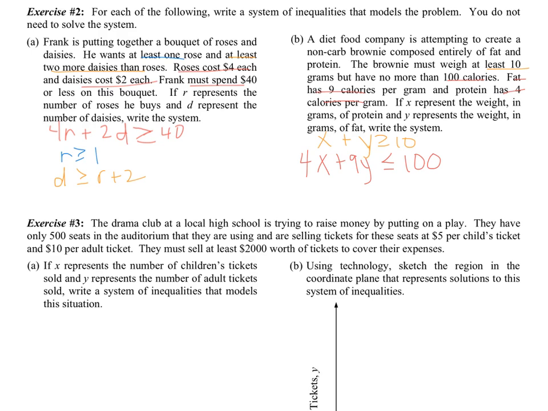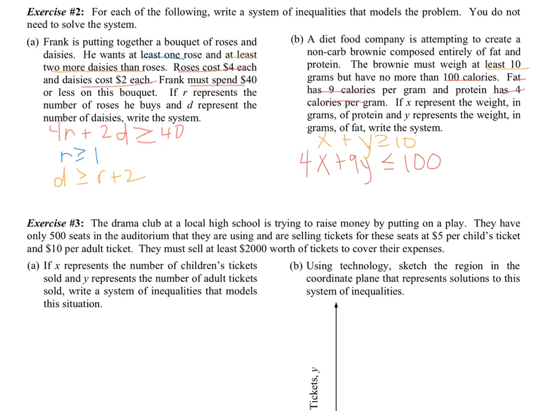The drama club at a local high school is wanting to raise money by putting on a play. They have only 500 seats in the auditorium, and they are selling tickets for these seats at $5 per child's ticket and $10 per adult ticket. They must sell at least $2,000 worth. So, if X represents the number of children's tickets and Y represents the number of adult tickets, write a system of inequalities.